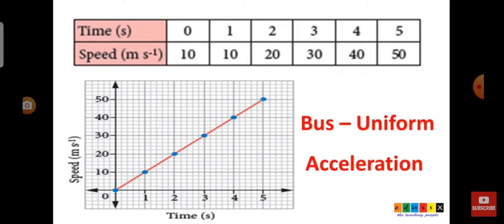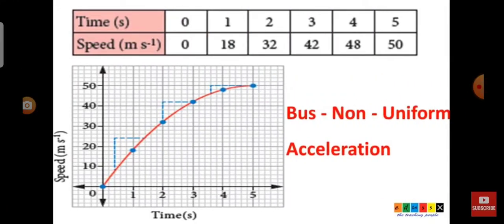In this slide, the bus is traveling with uniform acceleration. Using the given time and speed, the graph is plotted. It shows the speed of the car increases by 10 meter per second every second. Hence the graph has a positive and constant gradient, and the acceleration is constant.